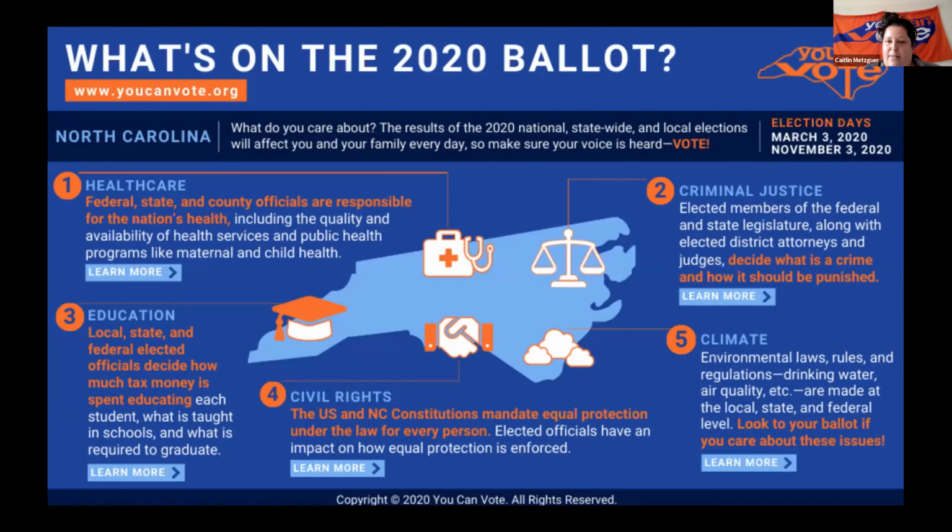This is not an exhaustive list, of course, but generally people can name either healthcare, education, civil rights, climate, or criminal justice, or all five of them. And so what you'll see on the website is each of these little Carolina blue buttons that say learn more. If you click on them from the website, it sends you to a fuller list of all the offices that people will see this year.